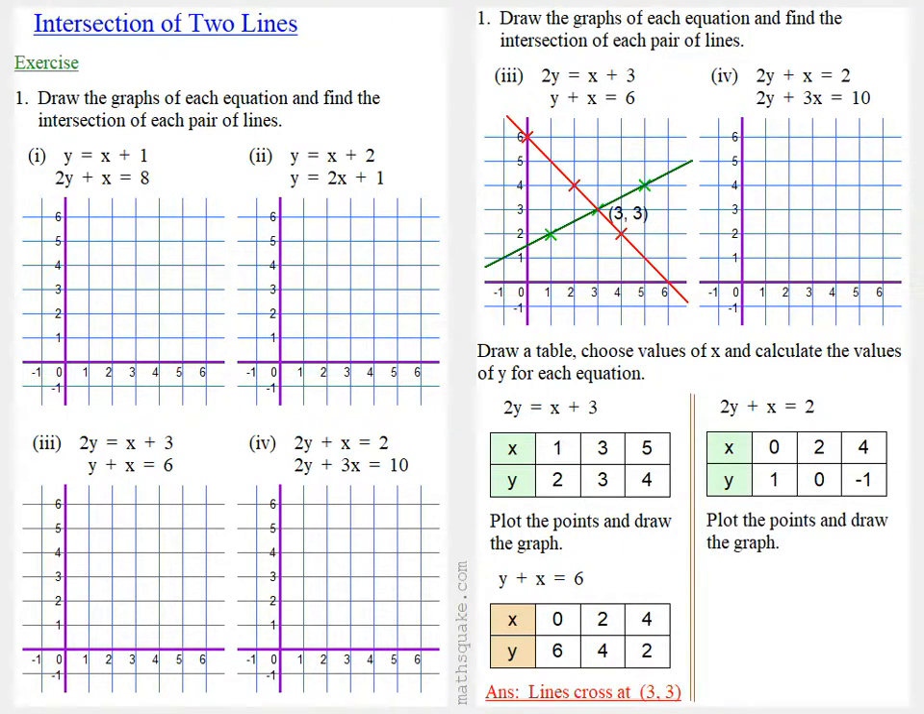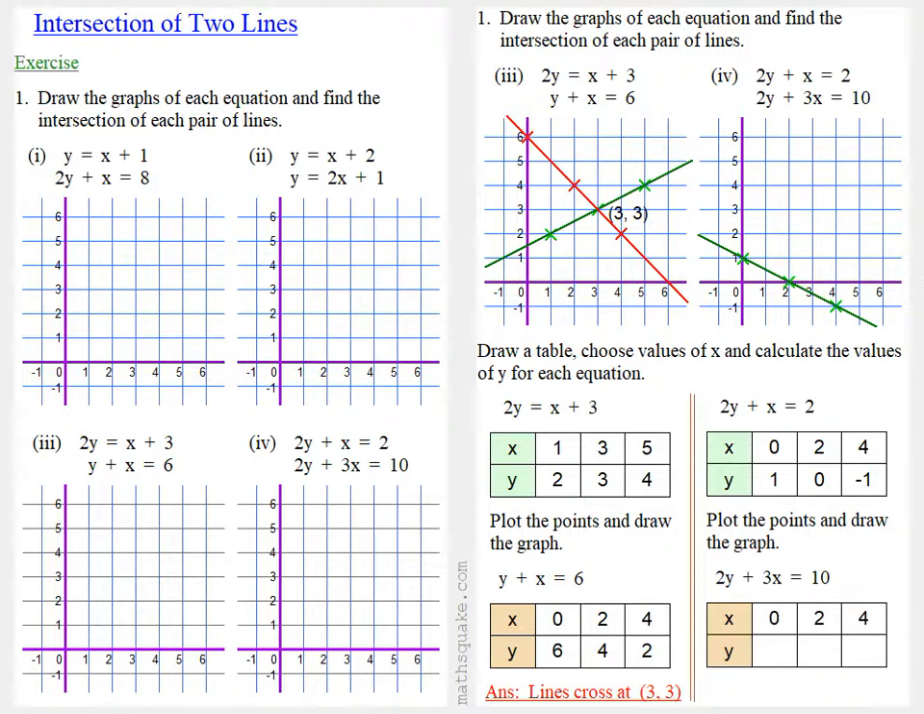I can plot those points and join them with a straight line. Now for the second equation, 2y plus 3x equals 10. Again, I can draw out a table, choose values of x as 0, 2 and 4.